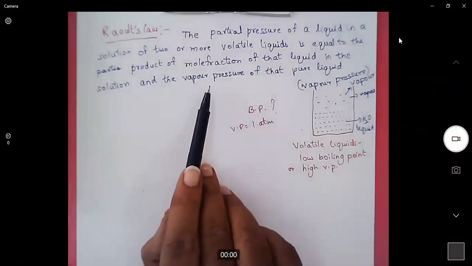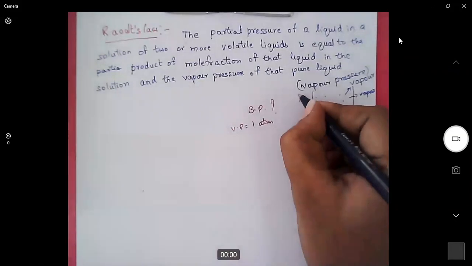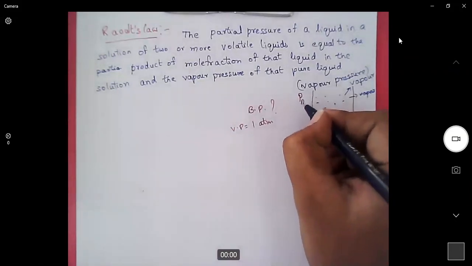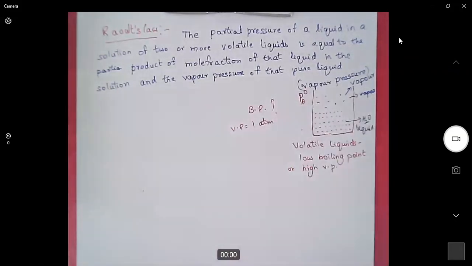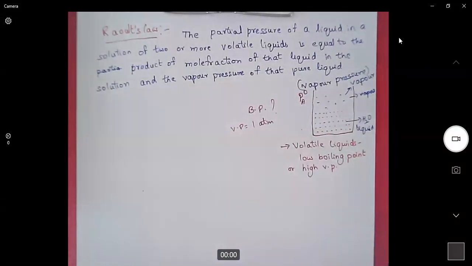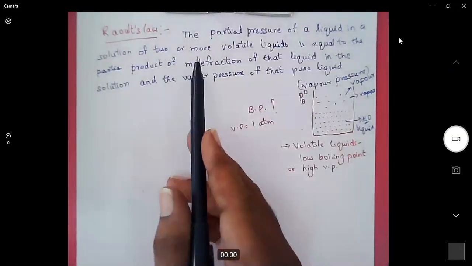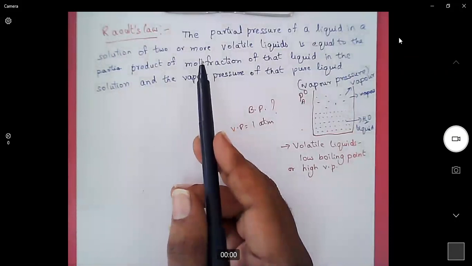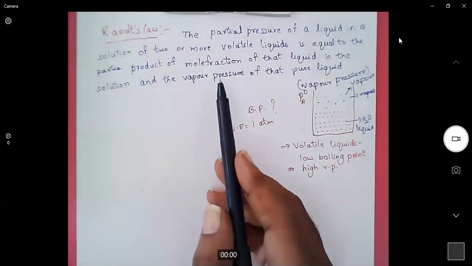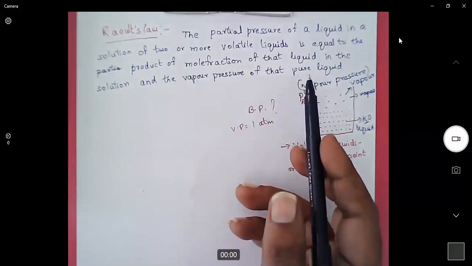What is vapor pressure? The pressure of a pure liquid, vapor pressure P0. What is a volatile liquid? A compound with a very low boiling point. Now, what is Raoult's law? The partial pressure of a liquid in a solution of two or more volatile liquids is equal to the product of the mole fraction of that liquid in the solution and the vapor pressure of that pure liquid.